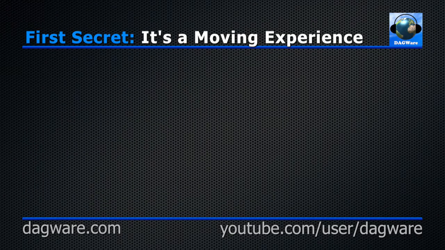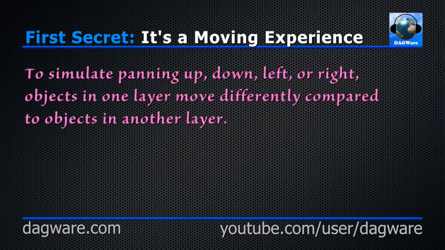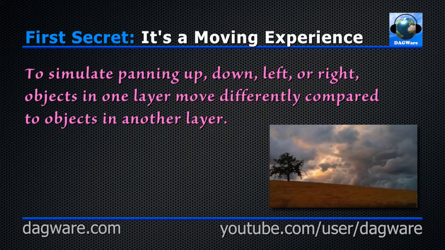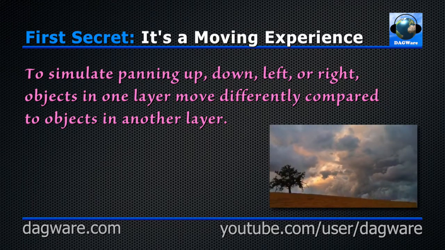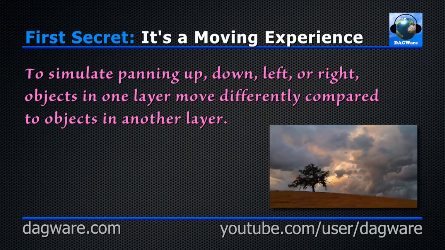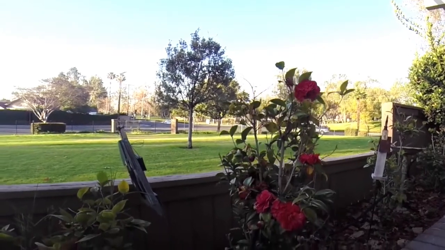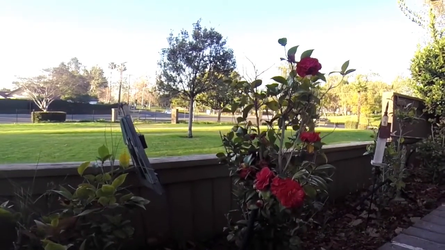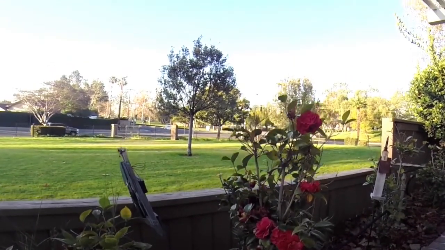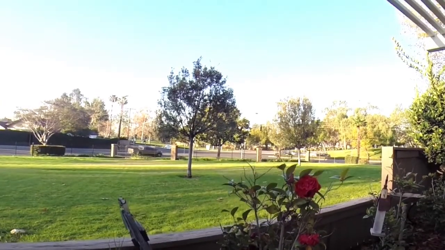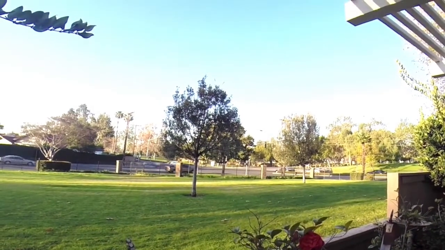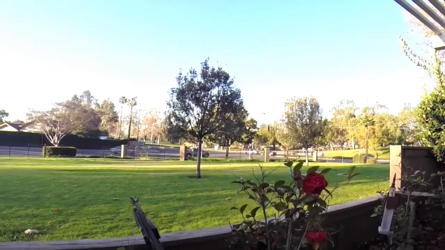First secret, it's a moving experience. To simulate panning up, down, left, or right, objects in one layer move differently compared to objects in another layer. Take a look at this video. As I move the camera up and down, the object in the distance, in this case the tree in the middle of the yard, doesn't move up and down as much as the objects in the foreground, which are the roses.